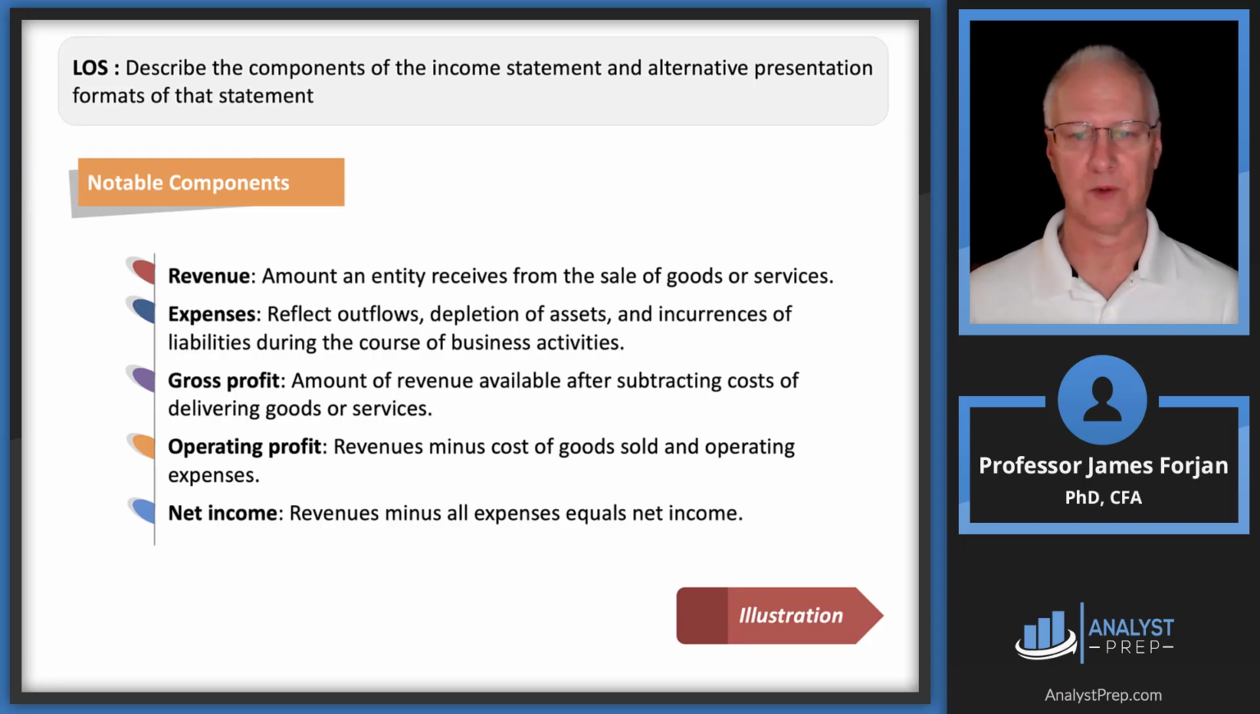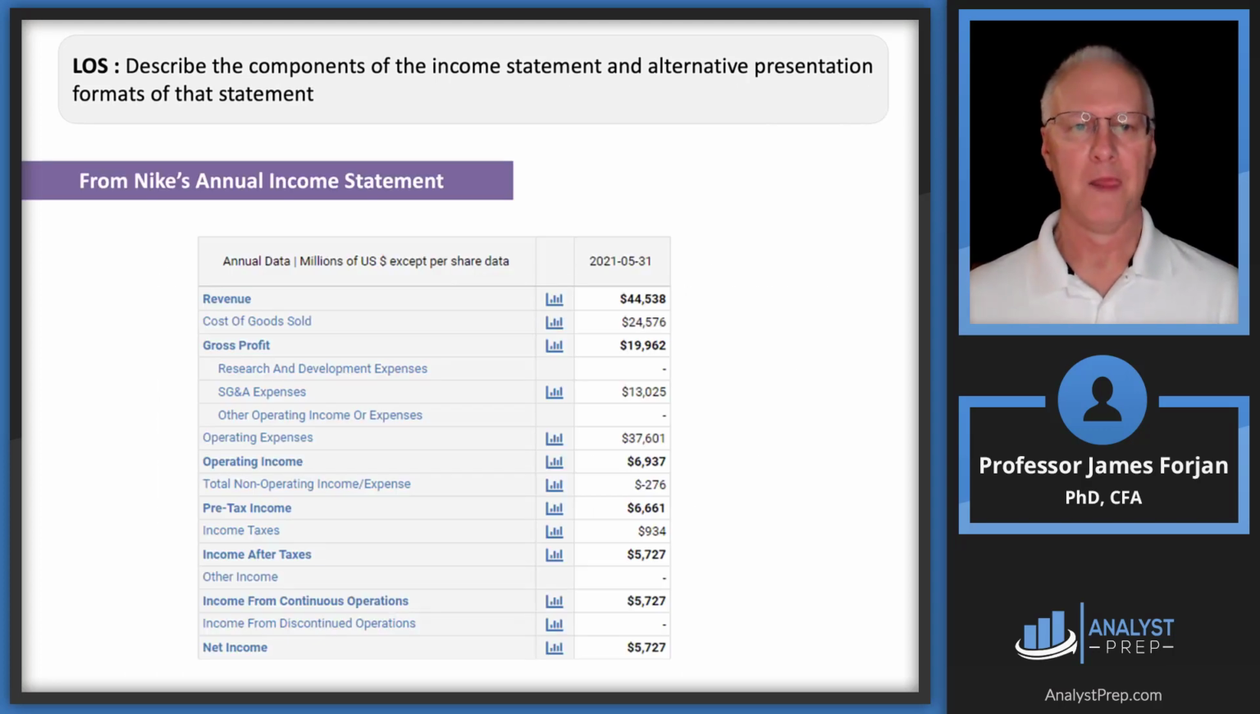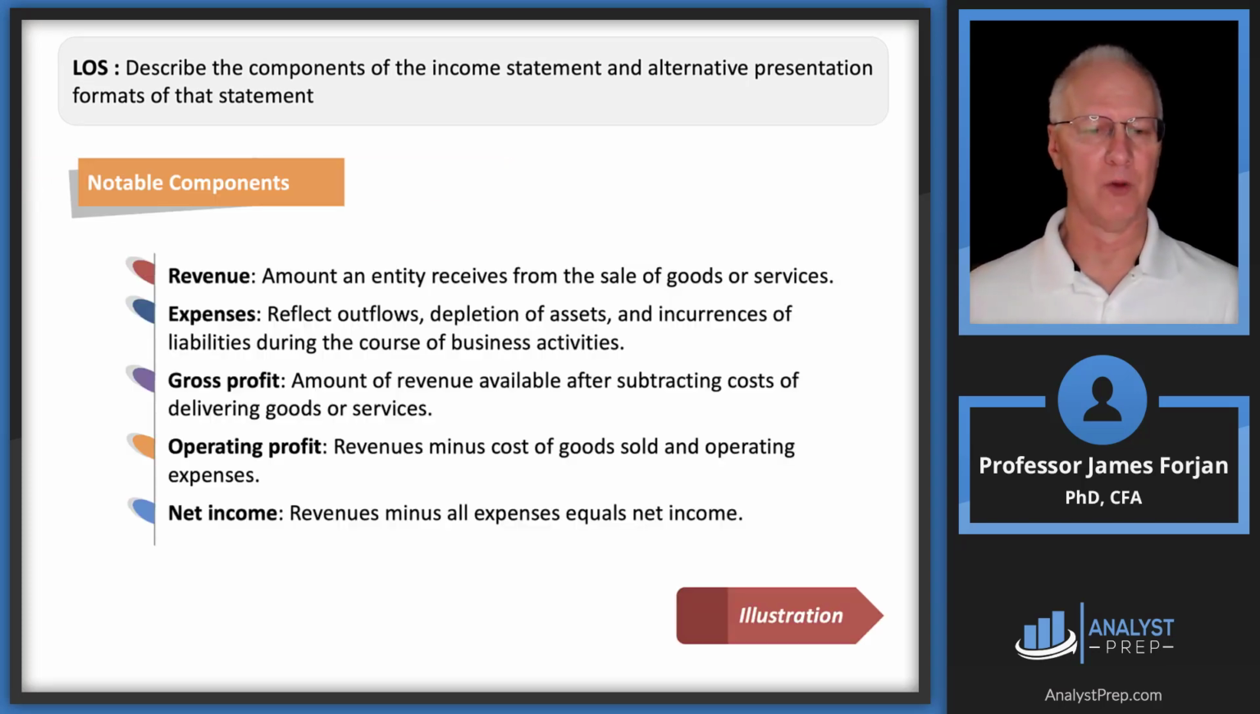So let me go back to this one here. Amount of revenue available after subtracting costs of delivering goods or services. So you take revenues minus cost of goods sold. That gives you gross profit. And then we're going to group, here, let me go back here.